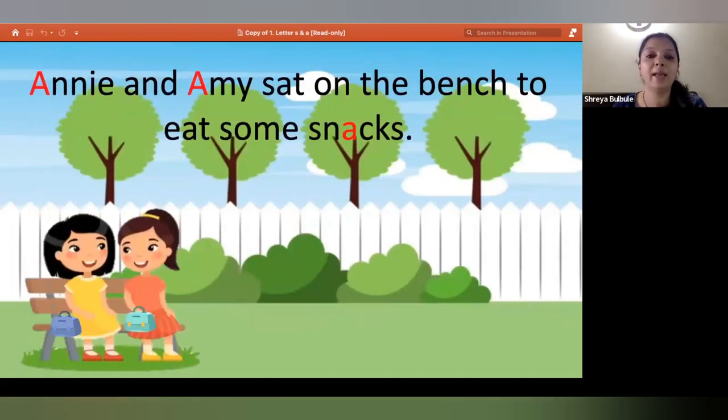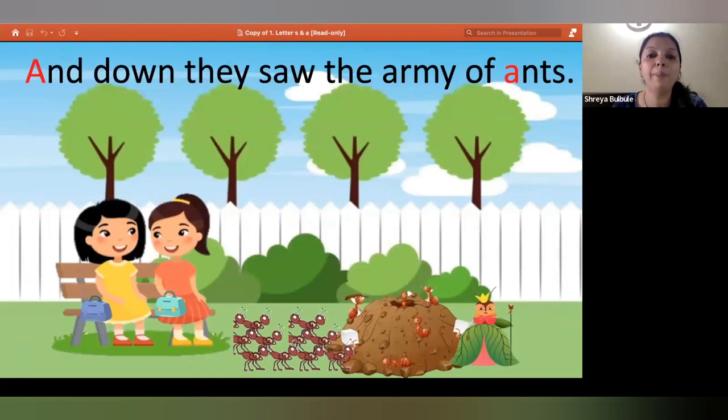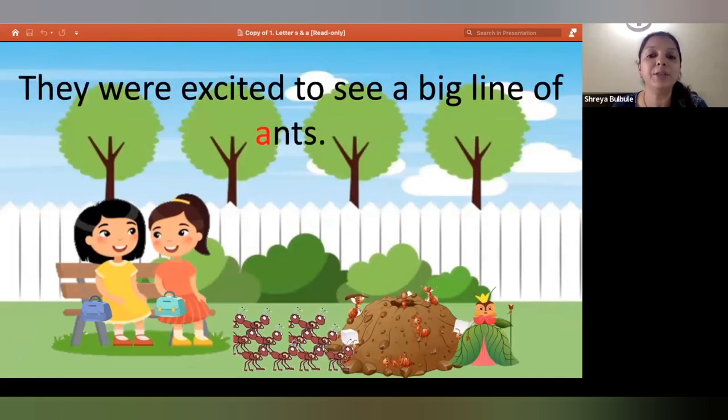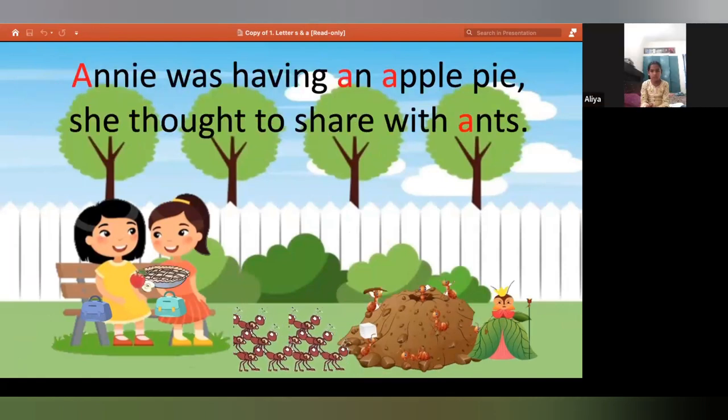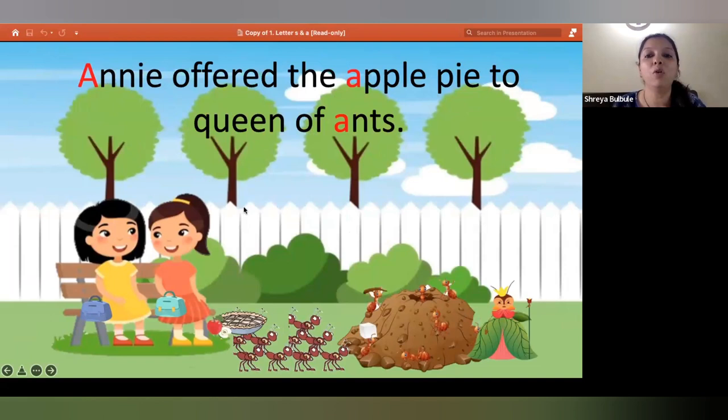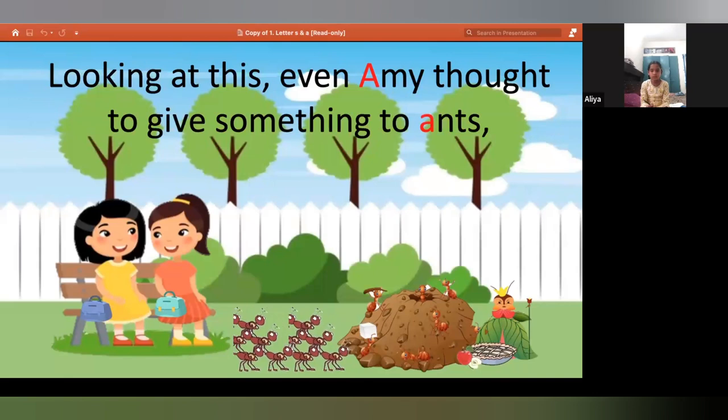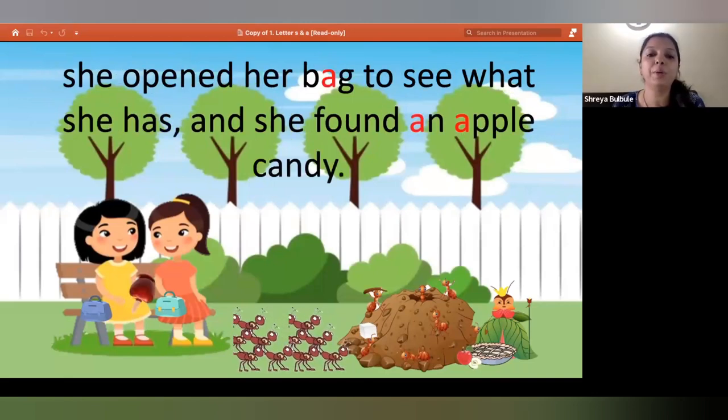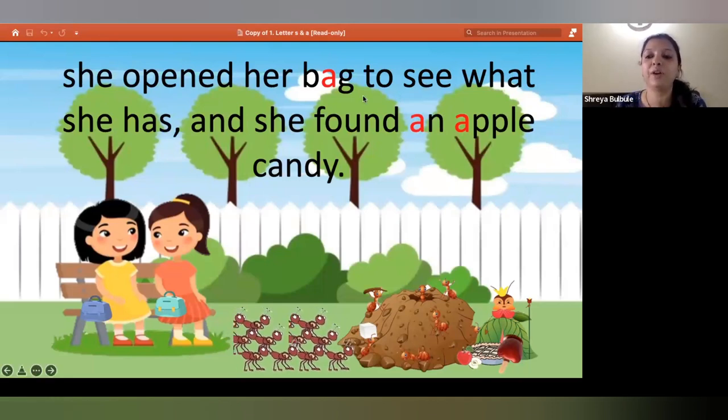So both the friends, Annie and Amy, sat on the bench to eat some snacks. Now they are hungry. What happens? Down they saw the army of ants. They were excited to see a big line of ants. Oh my God, what happens? There's a big line of ants. And what happened next? Annie offered the apple pie to the Queen of Ants. Looking at this, even Amy thought to give something to the ants. She opened her bag to see what she has, and she found an apple candy.